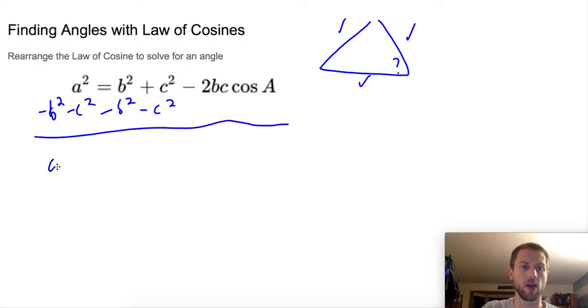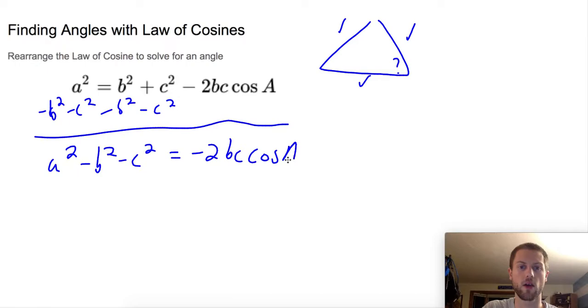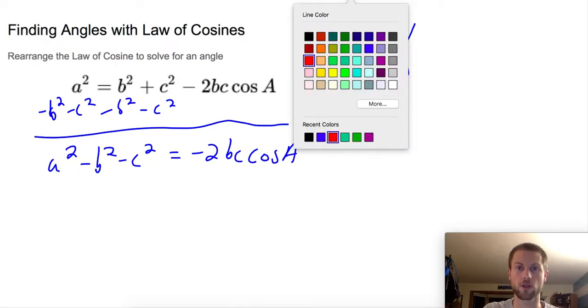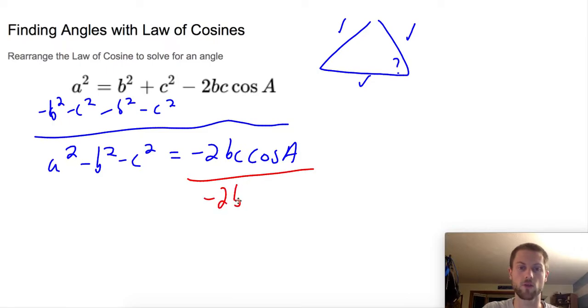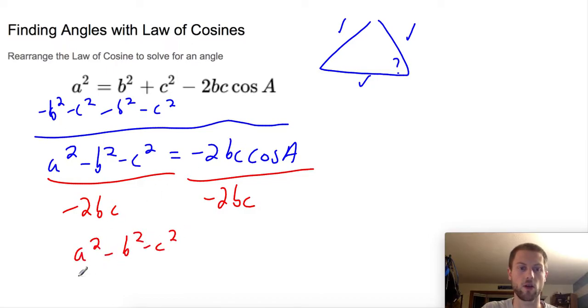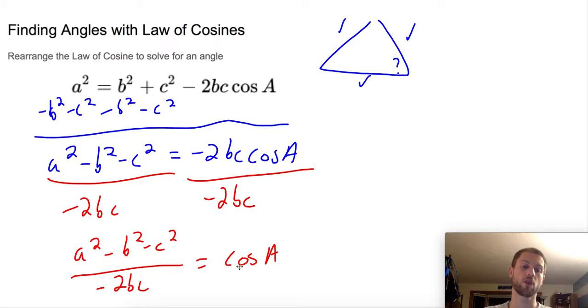So I get a squared minus b squared minus c squared equals negative 2bc times the cosine of A. I want to get the cosine of A by itself, so next up let's just divide everything out by negative 2bc. Divide all of this by negative 2bc. So I have a squared minus b squared minus c squared all over negative 2bc should equal the cosine of A. And really we can kind of leave it there.